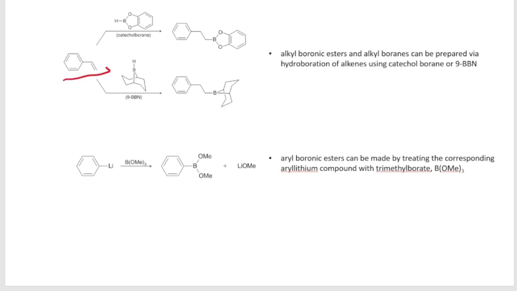So now if you start with a double bond here, you will get a single bond. You will get an alkyl borane derivative. And your borane part will be catechol-borane and 9-BBN. If you want to make an aryl boronic acid derivative or aryl boronic ester derivative, just treat aryl lithium with boric acid and you will get your aryl boronic acid compound.